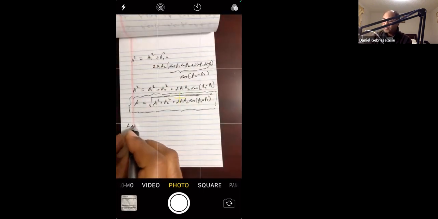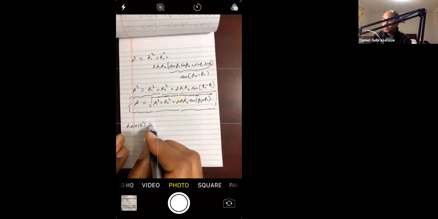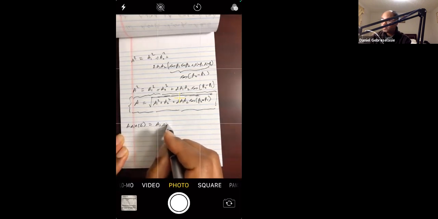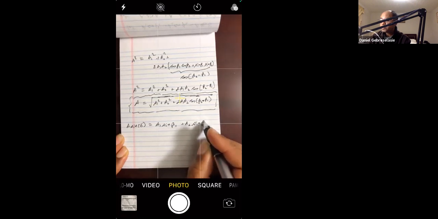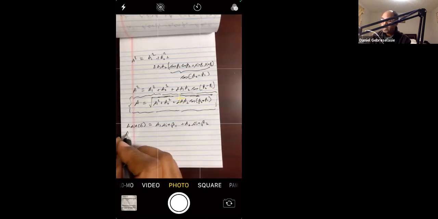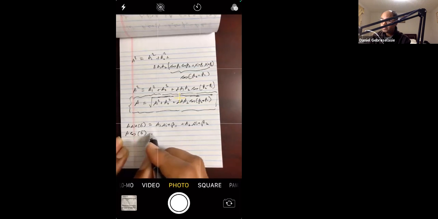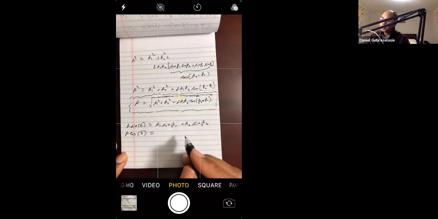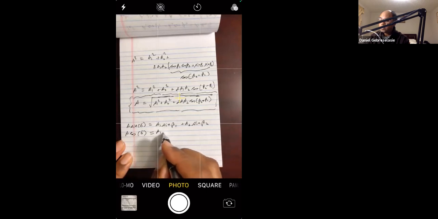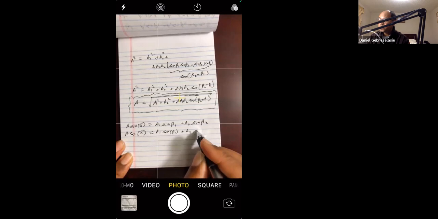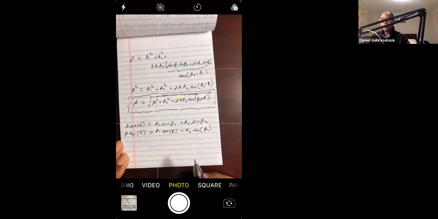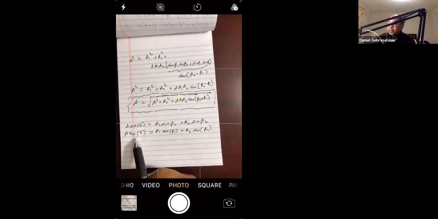A sine of delta, according to our assumption, is A1 sine beta 1 plus A2 sine beta 2. Okay? And then A cosine of delta. Delta is the phase angle of the net wave. I have A1 cosine of beta 1 plus A2 cosine of beta 2. Okay? Now I'm going to divide this equation by this equation. What is sine divided by cosine?